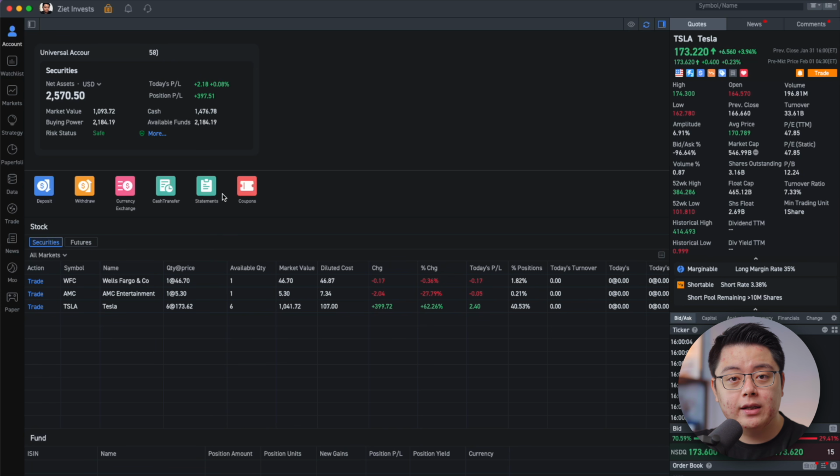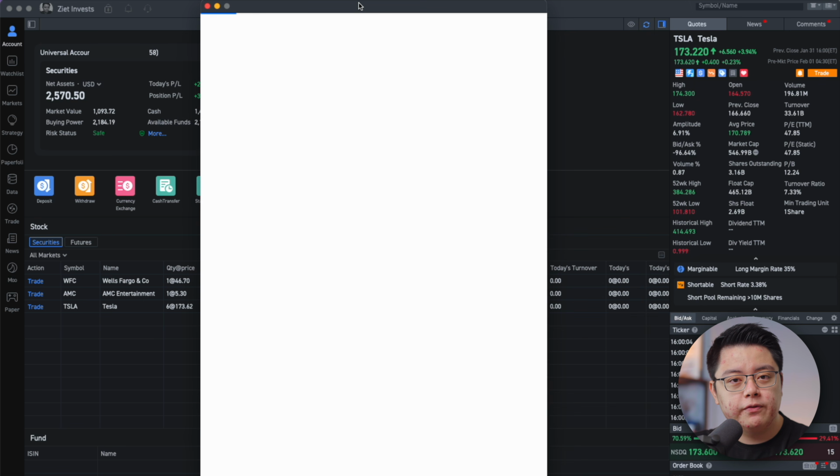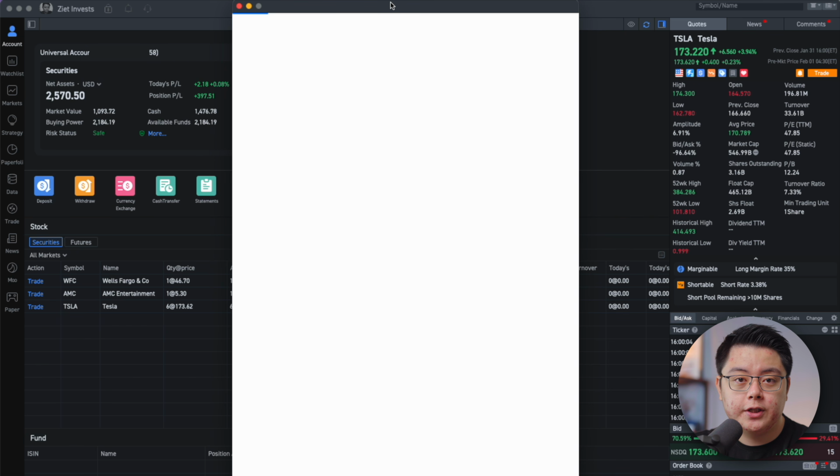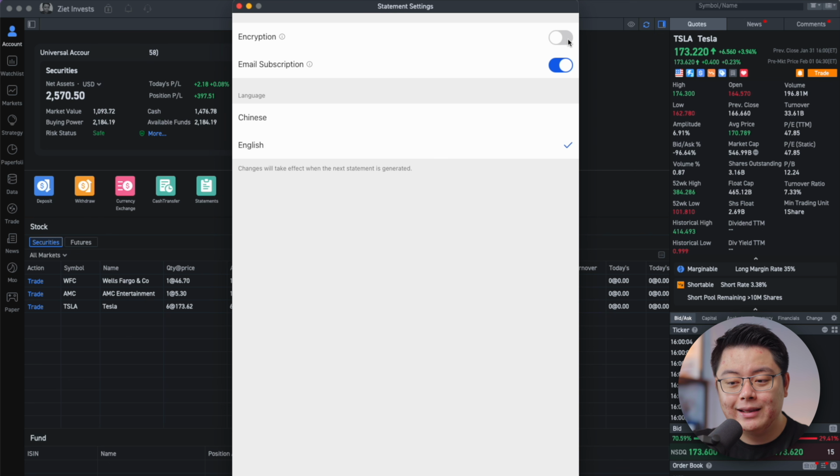Statements, this is where you can download your daily or monthly brokerage account statement, which can be useful if your local tax authority requests for it. Alternatively, you can also set email subscription and they will send you monthly statements on the first week of every month, and daily statements if you have made any changes to your account, for example after you deposit and withdraw money or traded some stocks.